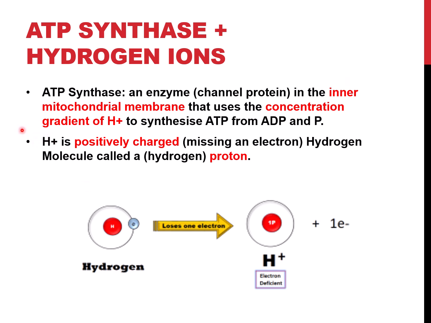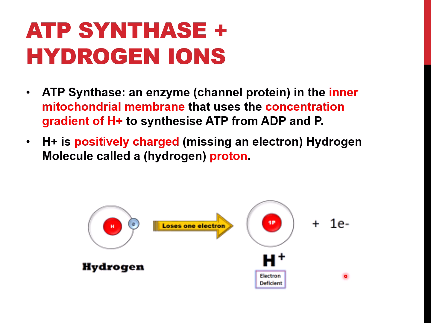So again, H plus is positively charged. If it has a plus, it's positively charged, which means it's missing an electron. This is where a lot of students get confused. It's a bit of a nuanced point, but you need to be aware of it. If something has a plus, it means it's positively charged. How does that work? Has it gained an electron or lost an electron? The point is, it's lost an electron here.